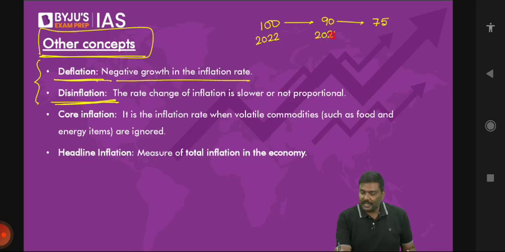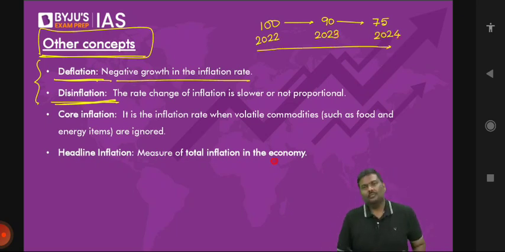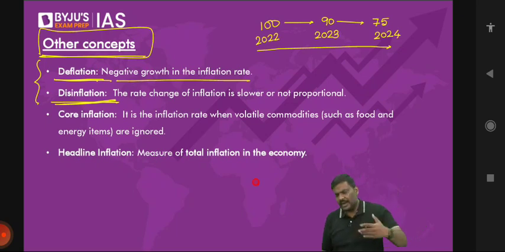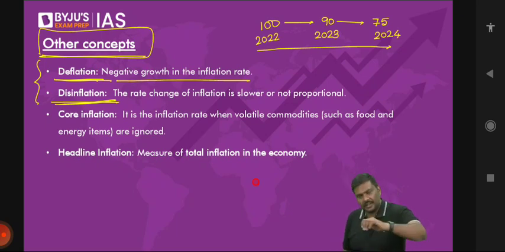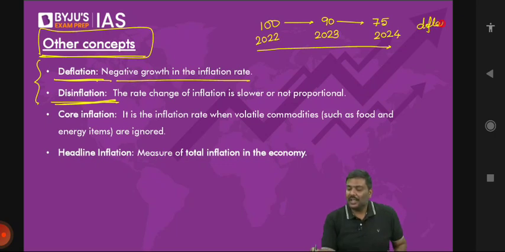Simple question. From 2022 to 2024, do you think there is inflation here? Look at it and answer. Do you think there is inflation here? Absolutely no. Price levels have not increased, so price levels have decreased. This is a deflation. Many students will be confused between deflation and disinflation. Understand this carefully.